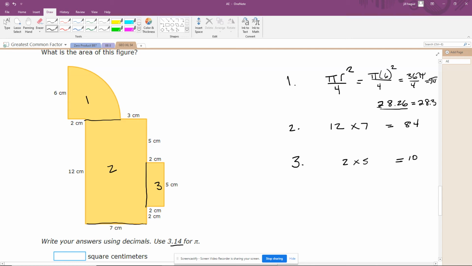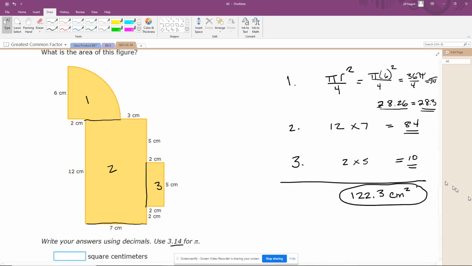Okay, so we take 28.3, and then we just add to that 84, and then we add to that 10, and we get 122. So I'm adding this, this, and this, and I get 122.3 centimeters squared, and that would be my answer. Okay, hope that makes sense.